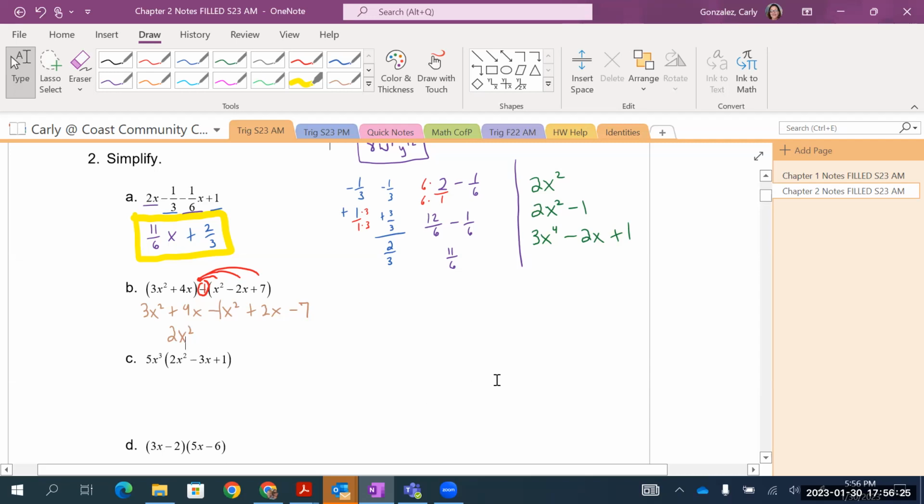Similarly, we have 4x plus 2x is 6x, and it's positive, so I write a plus. And then the -7 is the only constant, so I'll just bring it on down. So my final answer here is 2x squared plus 6x minus 7. Again, we cannot simplify any further because that first term has an x squared and the second term has an x, the third term's a constant. So they are not like terms.